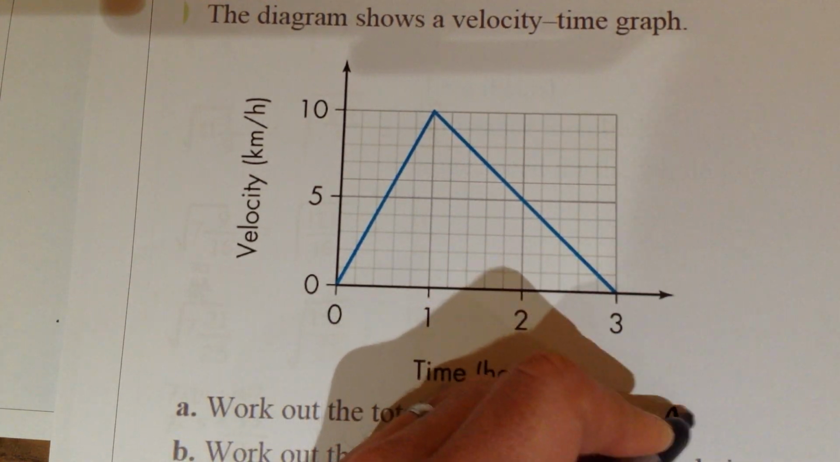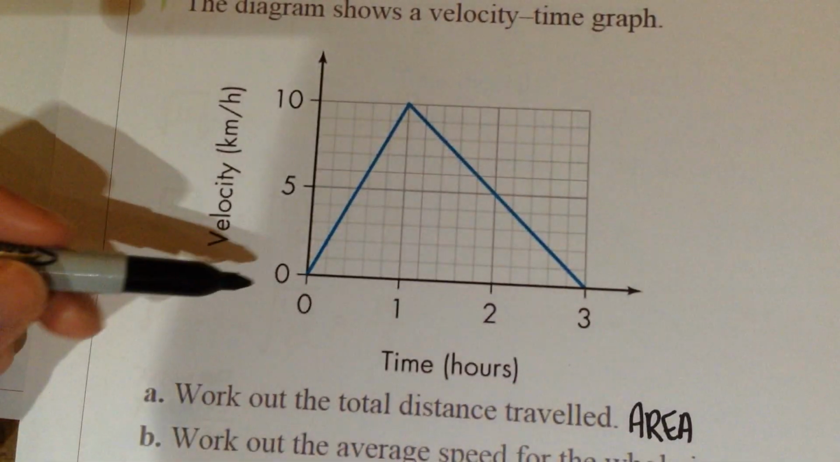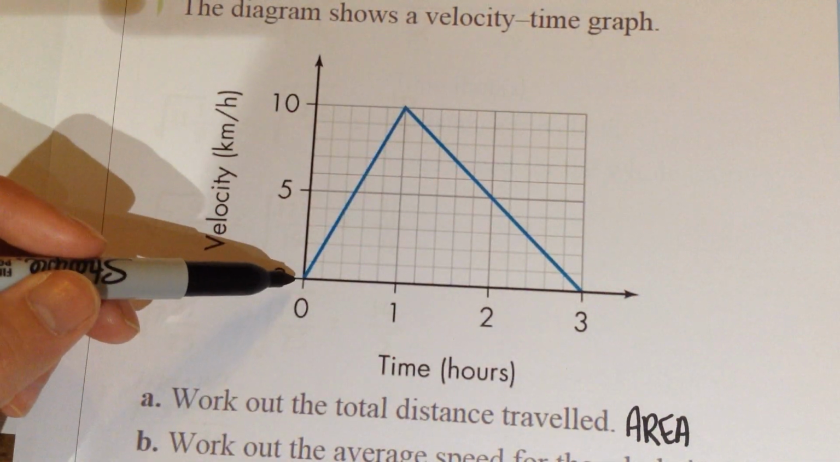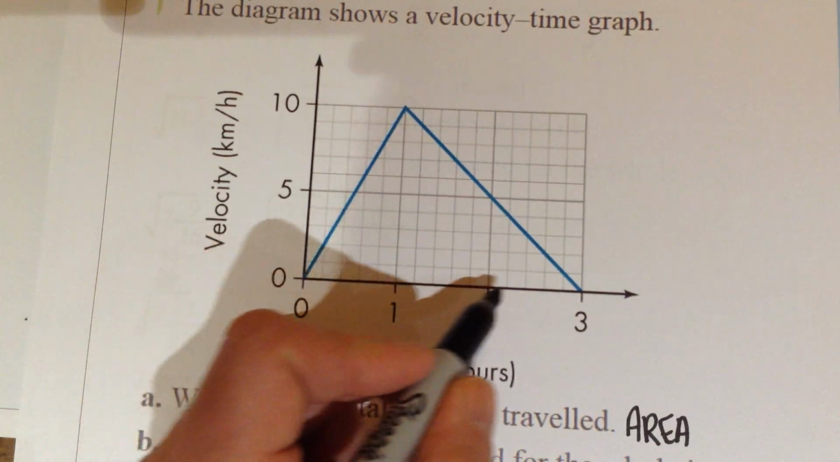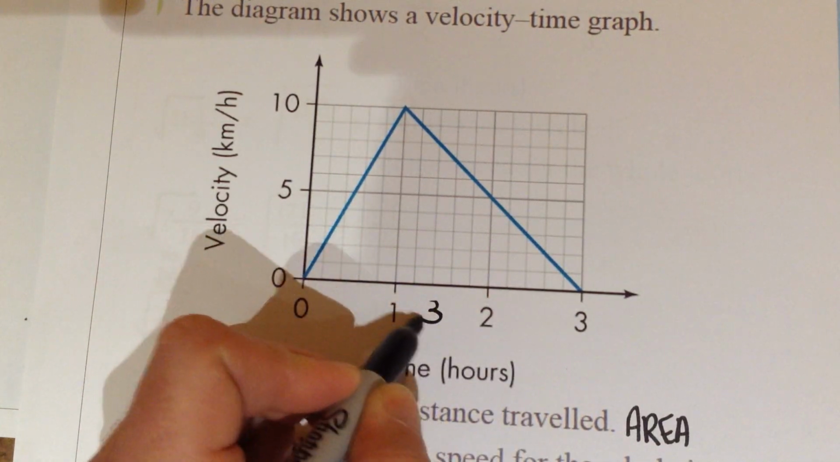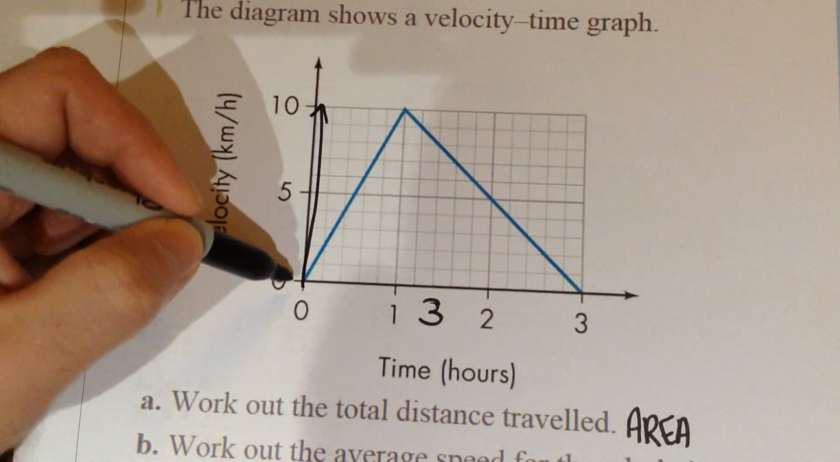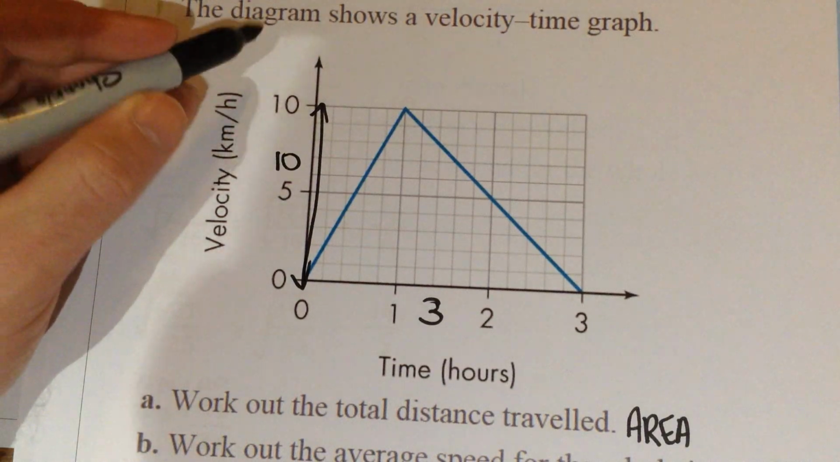That is simply the area under the curve. So in this example, I would need to work out the area of this triangle. Well, to work out the area of the triangle, I would need to do the base of the triangle, which in this case is 3, multiplied by the height of the triangle, so in this case 10, and divide it by 2.